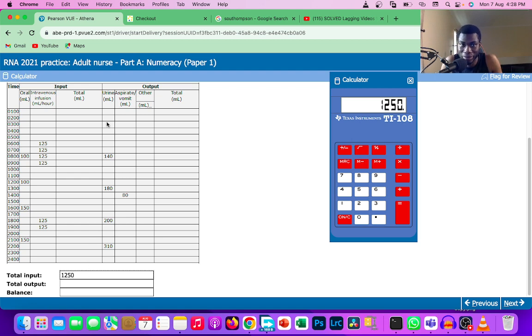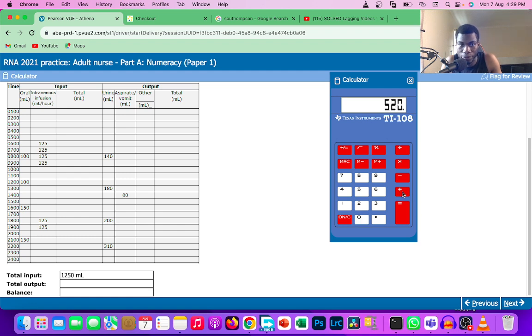And here, as I said, be very careful. You always have to add the units. You just leave a space, small m, capital L. That is what? The total input. Now let's go to the total output. I'm going to clear my calculator. We have 140. Then plus we have what? 180. Then we have plus 200.